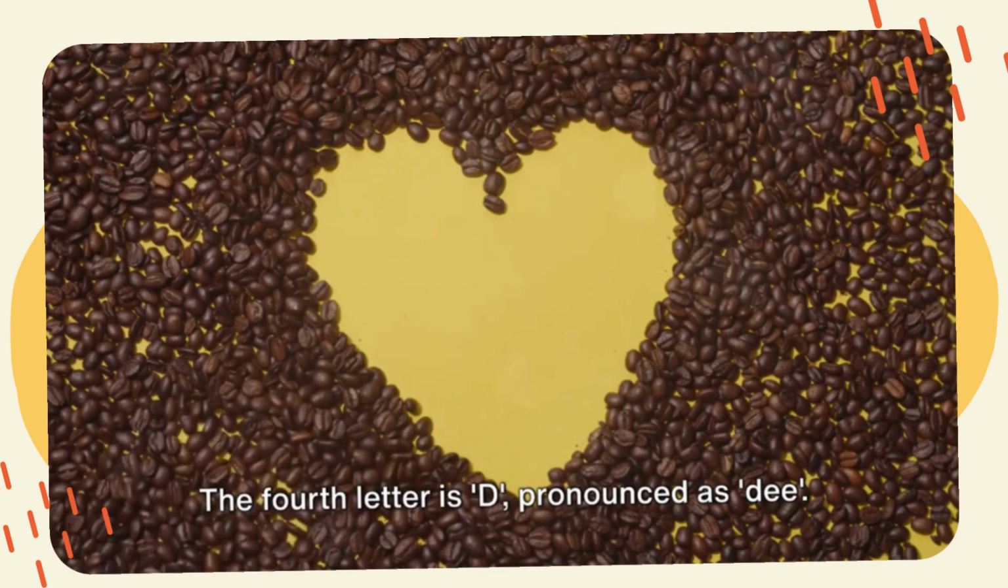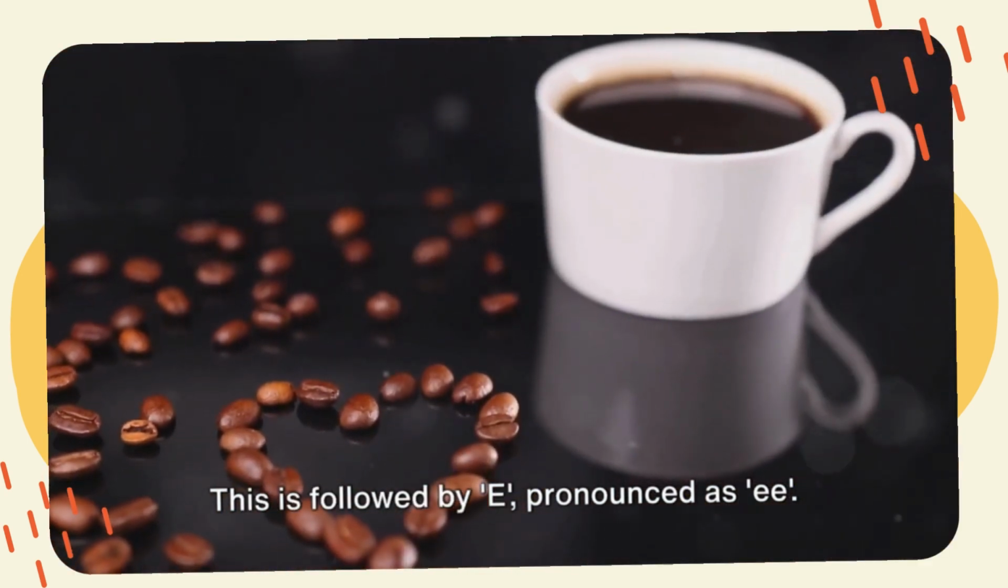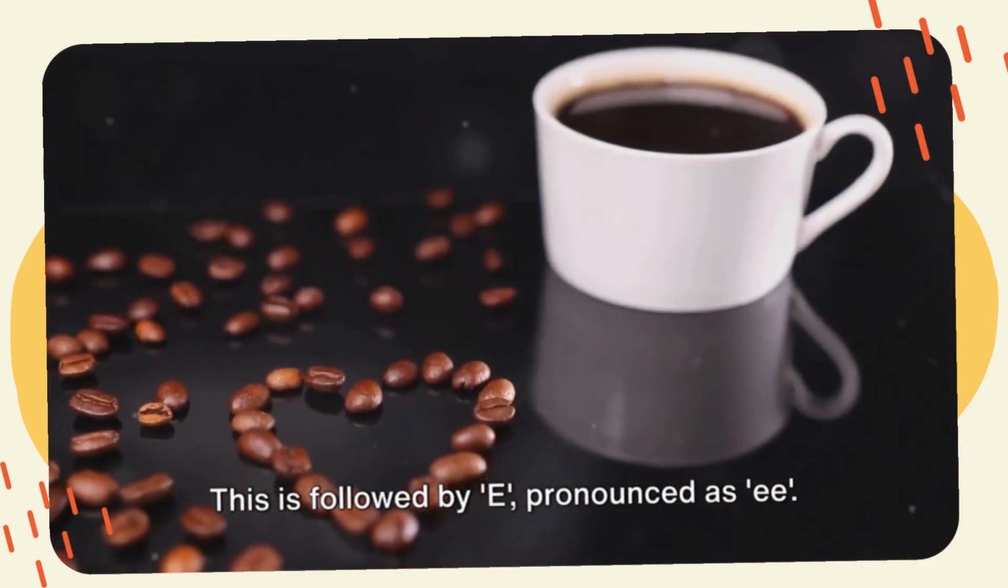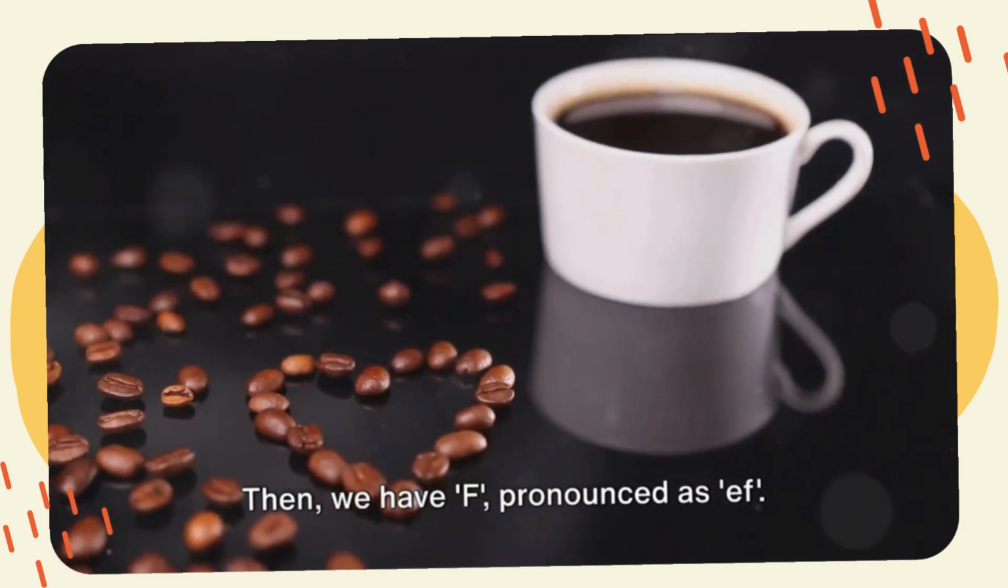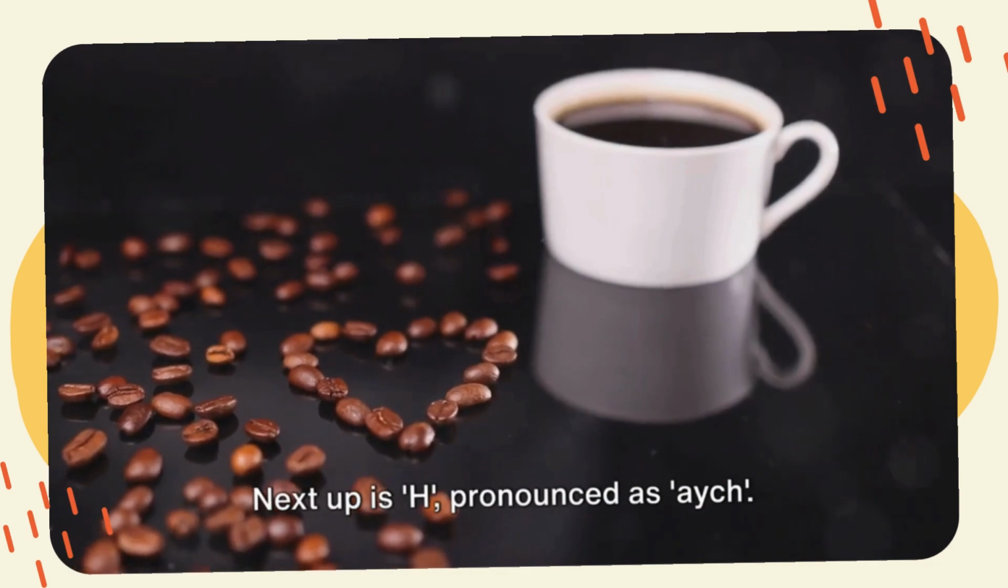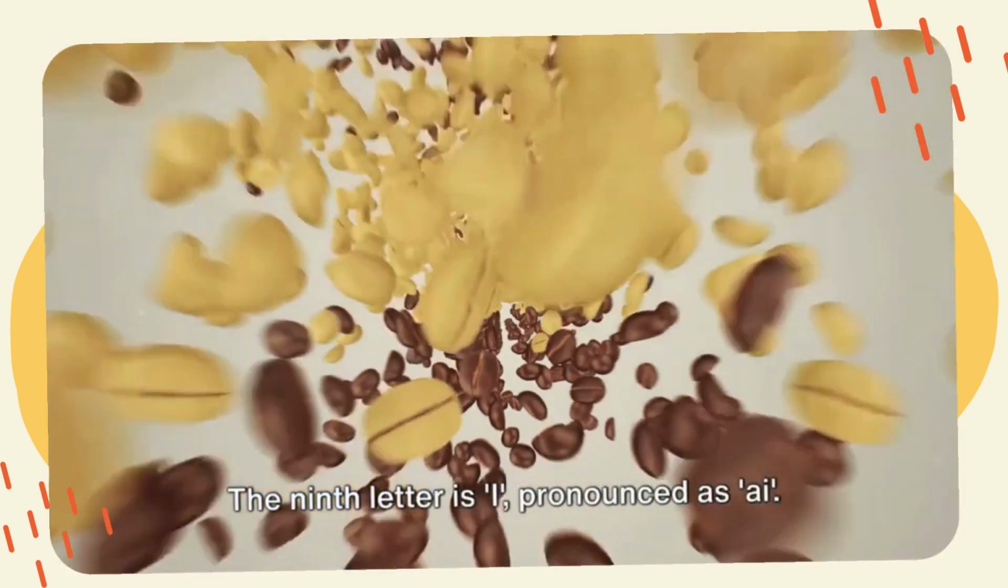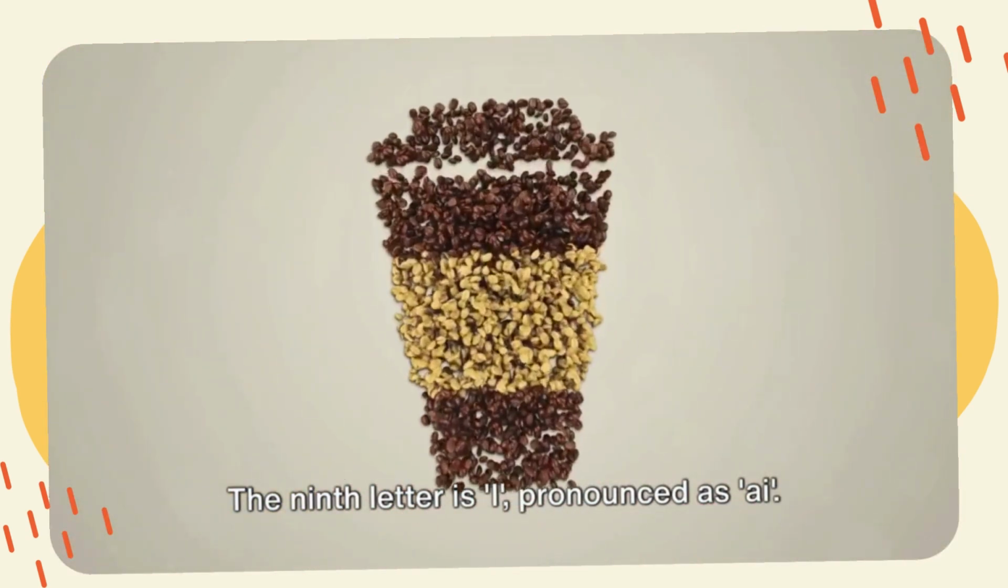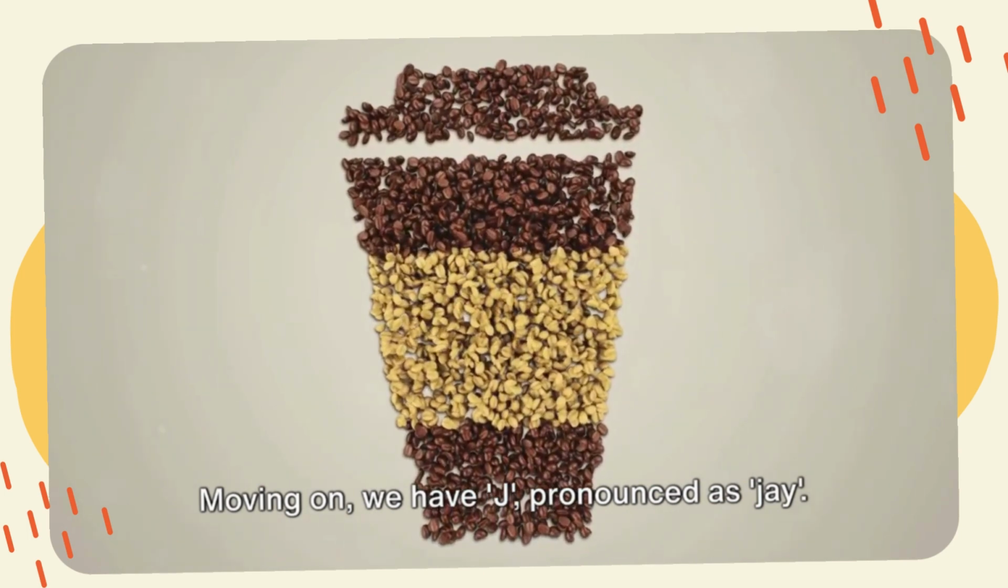The fourth letter is D, pronounced as D. This is followed by E, pronounced as E. Then we have F, pronounced as F. The seventh letter is G, pronounced as G. Next up is H, pronounced as H. The ninth letter is I, pronounced as I. Moving on, we have J, pronounced as J.